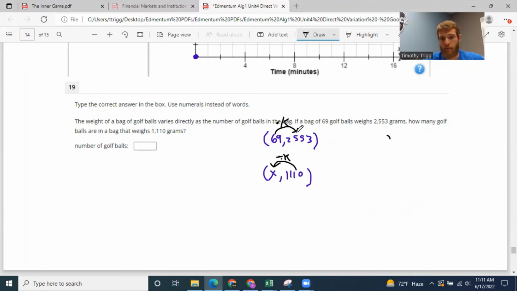Okay, now how do I find this K here? Well, since I have this coordinate point, it's easy to find. I just do the 2,553 divided by 69 to get K. Once I have K, do this to find the number of golf balls.